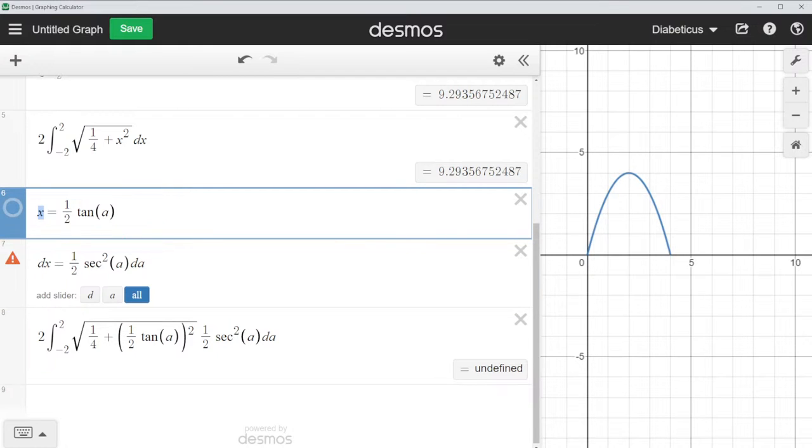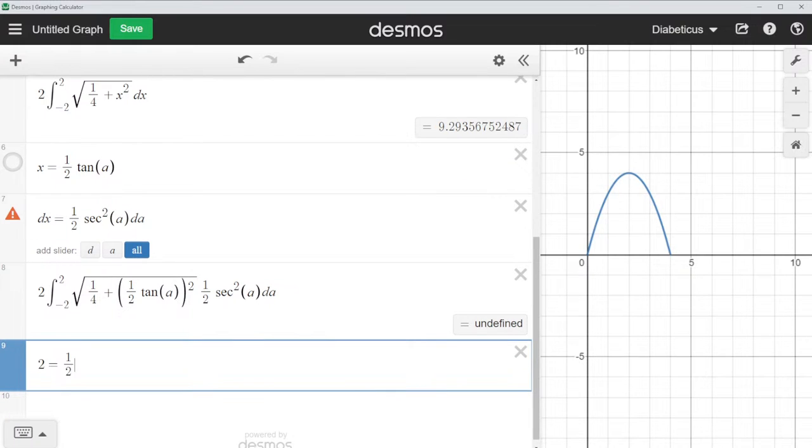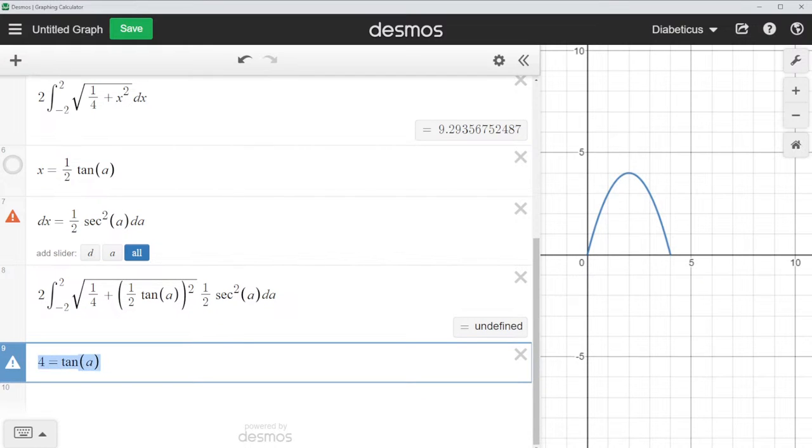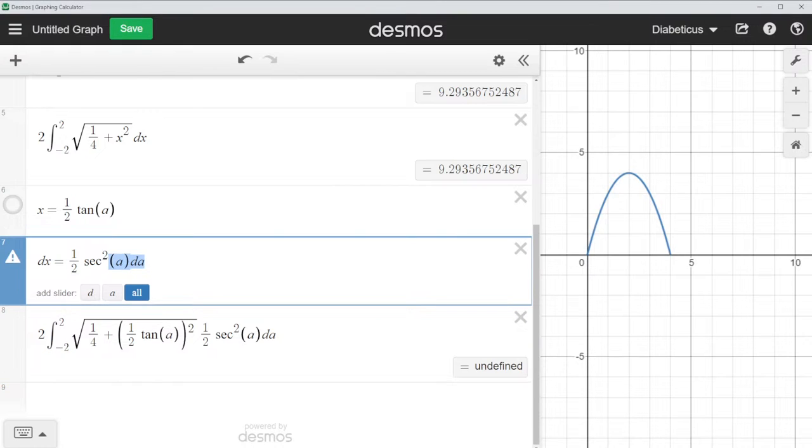So if x is 1/2 tangent of a, this is like replace x with 2 and -2. So 2 equals 1/2 tangent of a, and do some algebra. Tangent of the inverse tan of 4. So a lot of steps so far. So the x, the dx, and the bounds, the 2 bounds. So that's 3 to 4 steps you have to do when doing this sort of simplification.